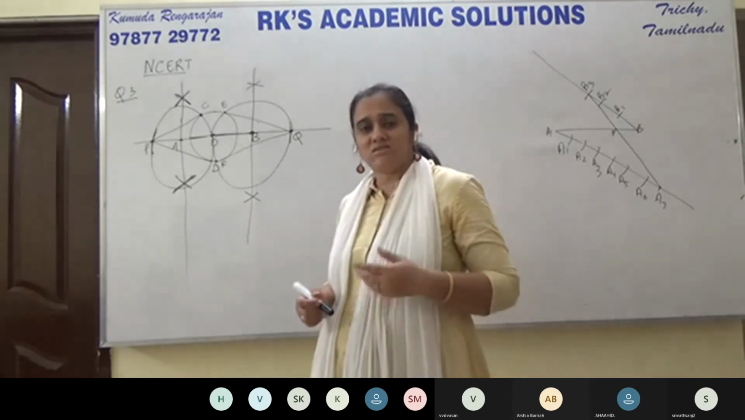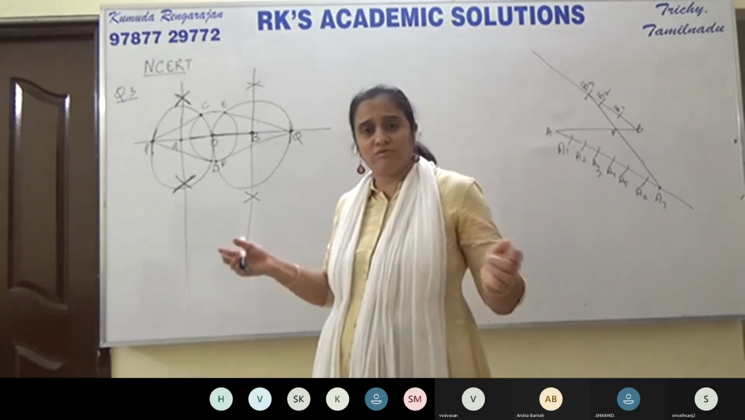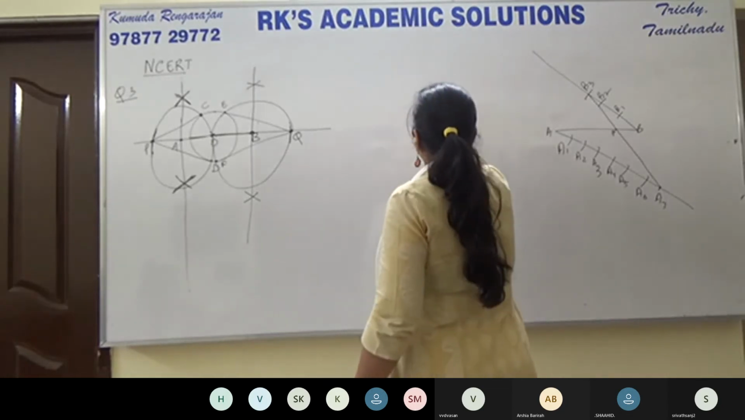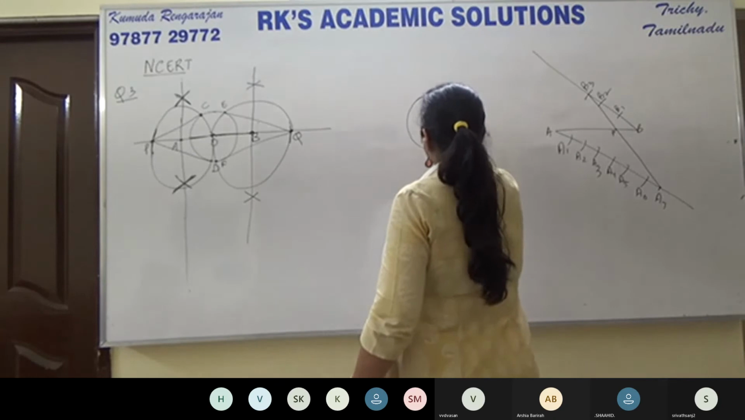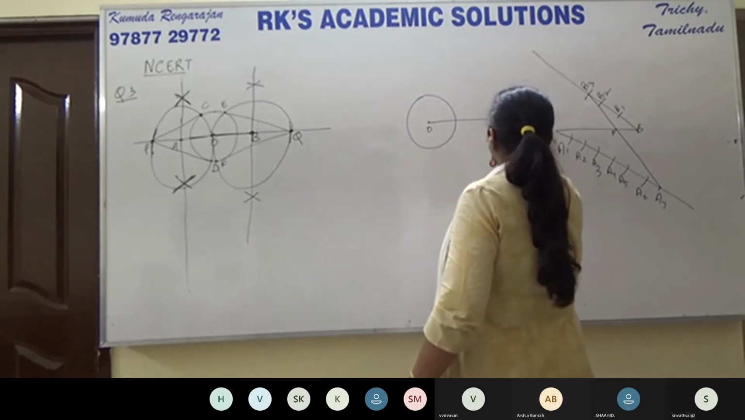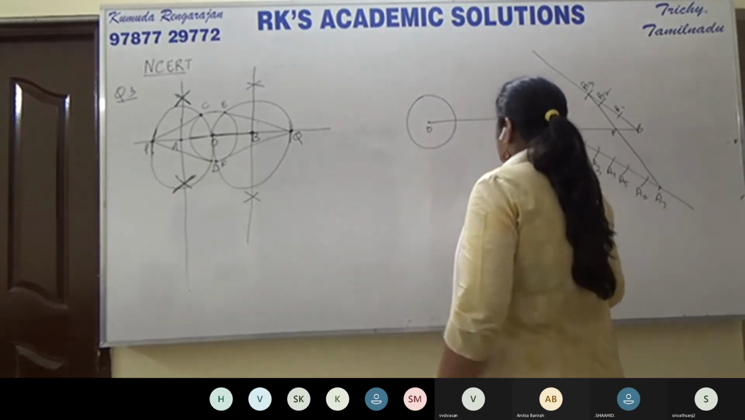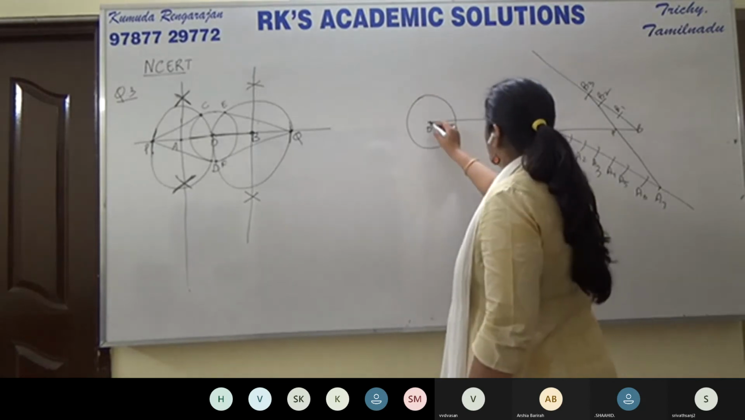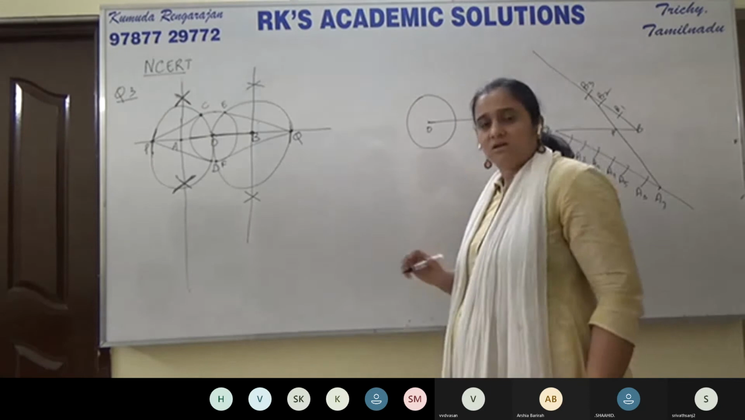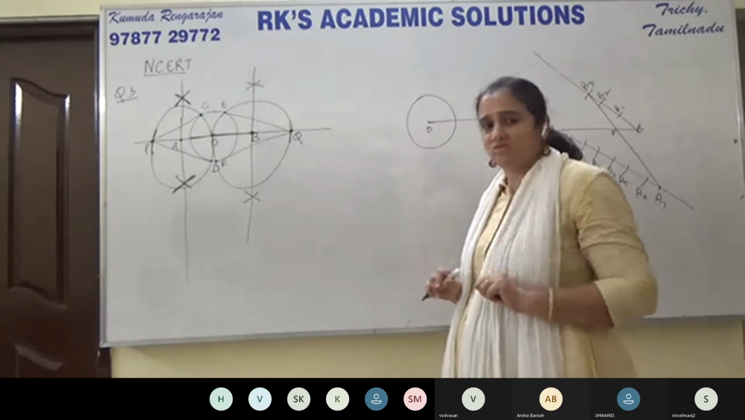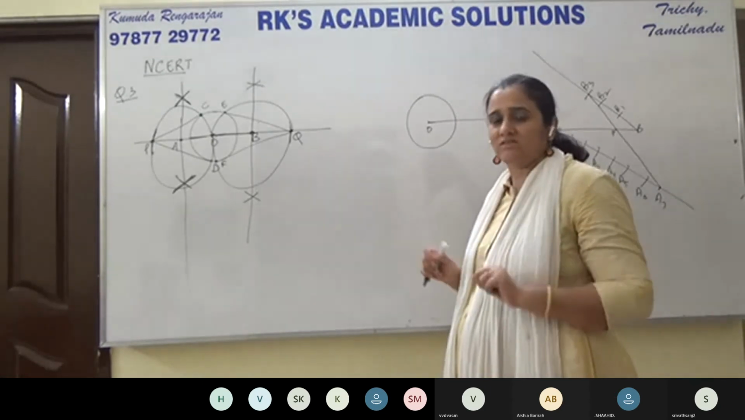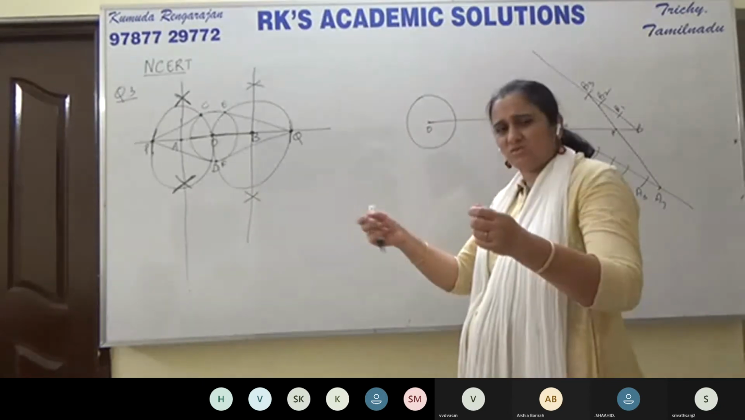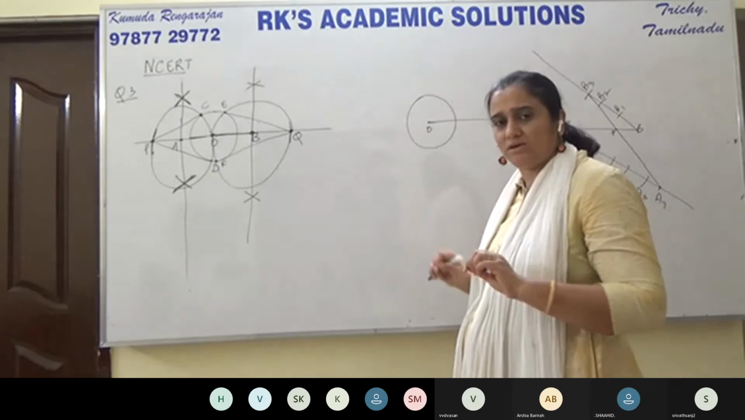So here we constructed tangents to the circle from 2 different points. Now suppose you have a circle and you have to take a point A 10 centimeters away from the circle. So OA is 10 centimeters. From A we have to draw 2 tangents to the circle. That's easy. Just use a scale, measure 10 centimeters and get the point A.